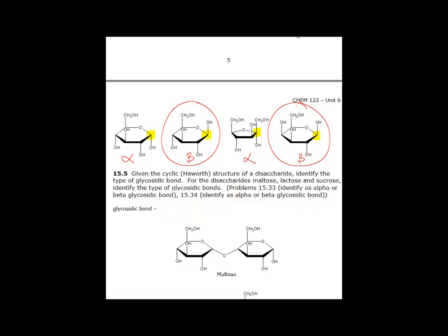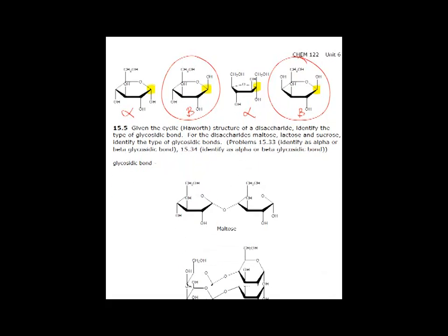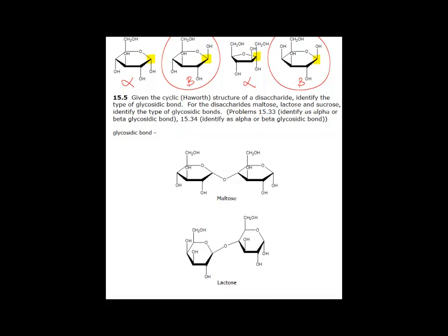Now we're going to move on to disaccharides. Remember that disaccharides are just two monosaccharides held together. They're held together by a glycosidic bond. So a glycosidic bond is the bond between two monosaccharides.